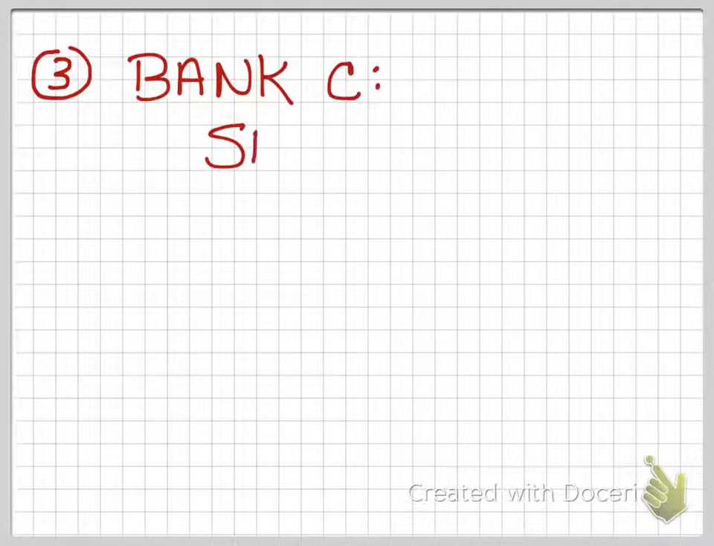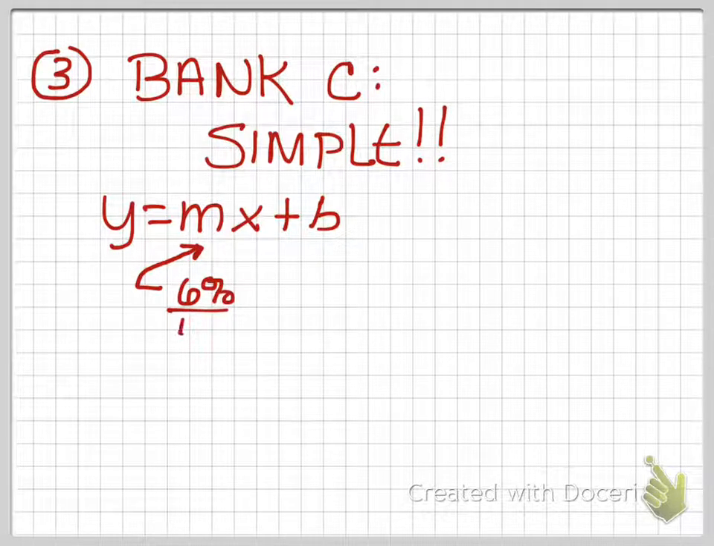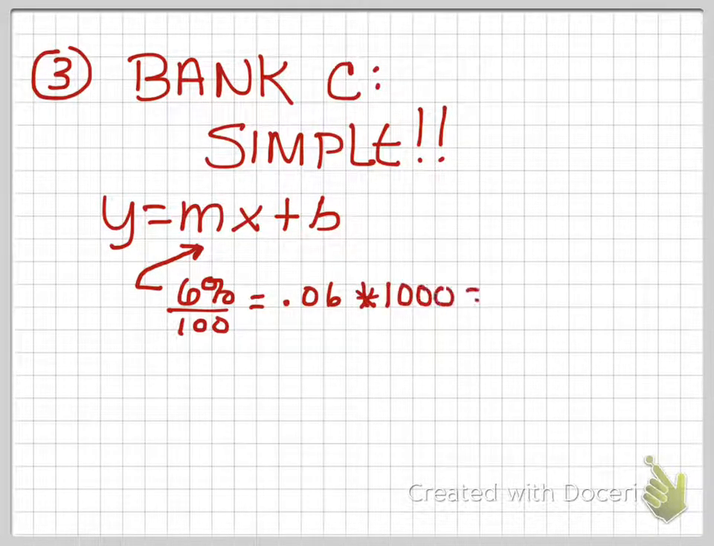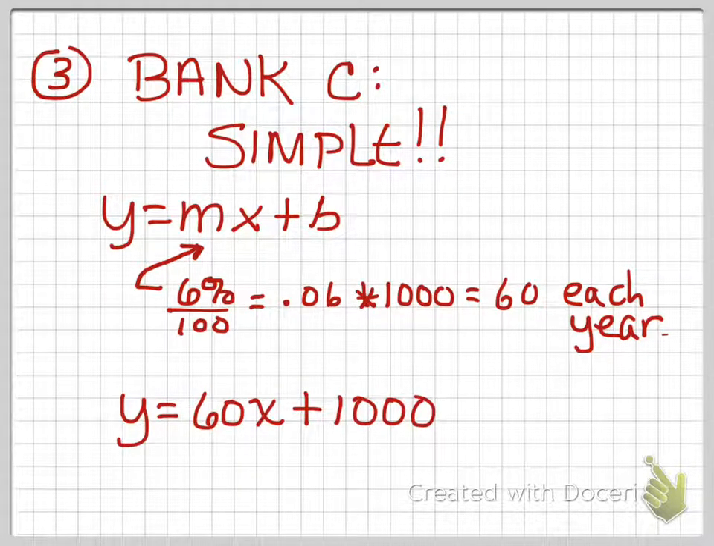Bank C is completely different. This is a simple interest. We haven't done simple interest in a while. You have to look back at your notes from the beginning of the chapter. Remember, simple interest is arithmetic, which is mx plus b. The m is the amount of money that the bank is going to add on every year. In this case, to figure out how much money the bank is going to add on, we're going to do 6%, change that into a decimal, and then we're going to multiply it by 1,000. So 6% of 1,000 is $60, and they're going to give us $60 each year. So that's our slope. In that case, y is equal to 60, our slope, times x plus 1,000, which is our initial value.